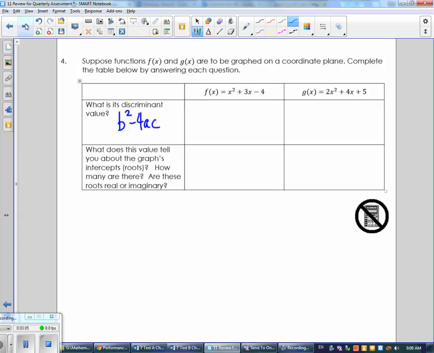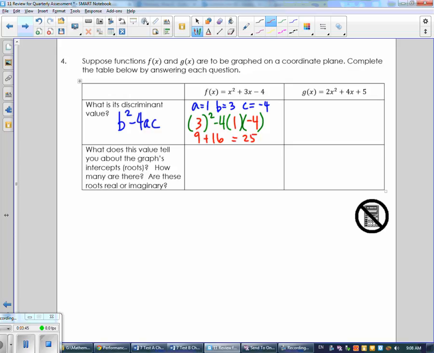So in order to evaluate that, it sometimes helps to identify your a, b, and your c values. So for f of x, my a value is just 1, my b value is 3, and my c value is negative 4. So I'm just going to plug these in, and I want you to get in the habit of using parentheses to replace your variables. So now when I plug in 3 for b, and 1 for a, and negative 4 for c, 3 squared I know is 9, and then if I have negative 4 times 1 times another negative 4, this is going to end up being plus 16. And 9 plus 16 is 25.